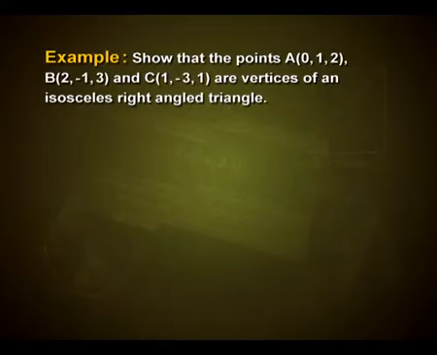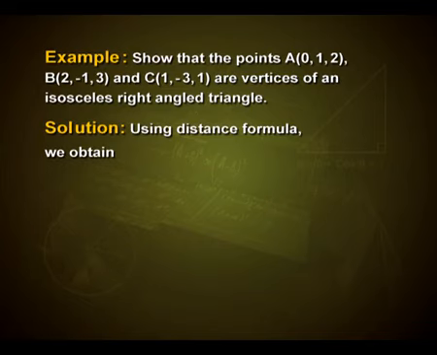Let us look into one more interesting example here. Show that the points A (0, 1, 2), B (2, -1, 3) and C (1, -3, 1) are vertices of an isosceles right angle triangle. Now, using the distance formula, we will first obtain the lengths AB, BC and CA.